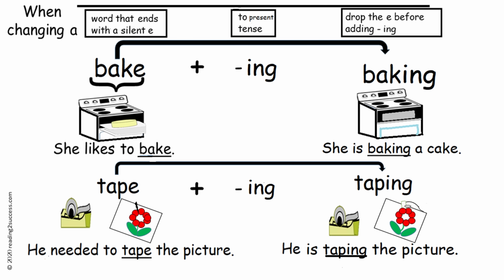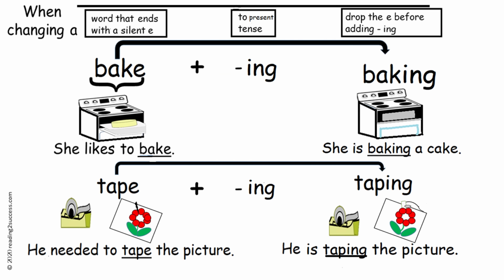Now discuss two more examples with kids adding ing. When changing a word that ends in a silent E to present, drop the E before adding ing. So let's look at our two examples. We have bake, then we add ing, but first we drop the E, making it baking, B-A-K-I-N-G. She likes to bake. She is baking a cake.